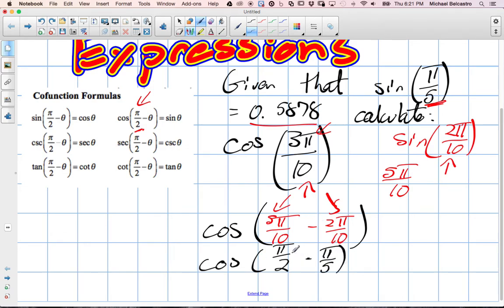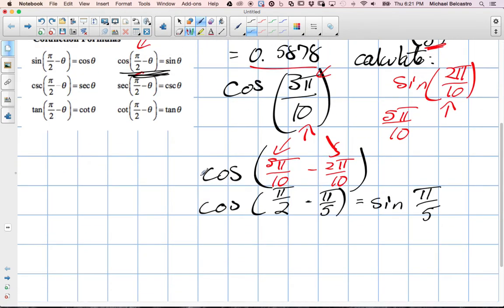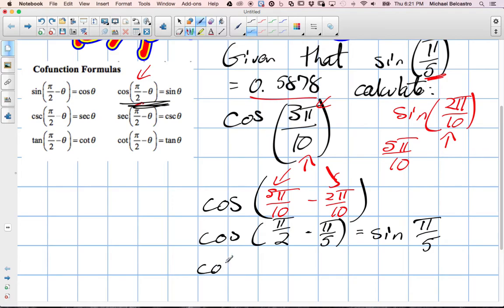Now that we've done this, it works out great. We're going to look for something that's equivalent, and it just so happens the one I've been underlining the whole time is the value that will work out perfectly. This would be equal to sine of pi over 5 in this case. If you're unsure how I did that, I'll write the formula out underneath. We had cos of pi over 2 subtract theta is equal to sine theta.